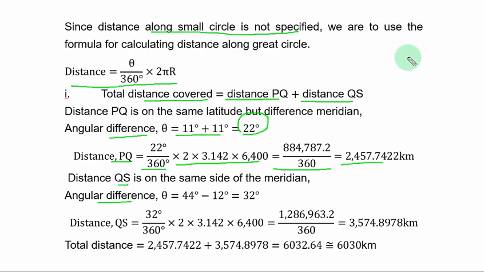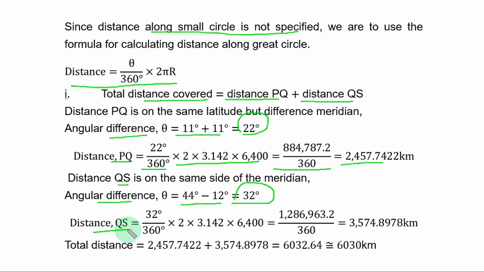Since points Q and S are on the same side of the meridian, you have to look to the latitude to get the angular difference. They are on the same side of the equator, so you have to subtract the two angles to get the angular difference to be 32 degrees.